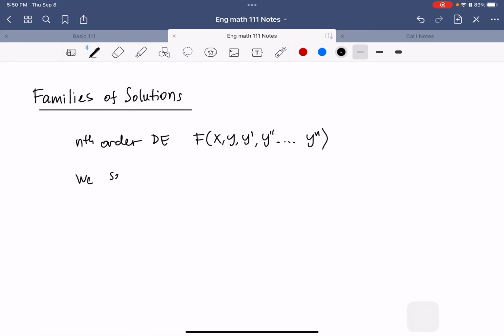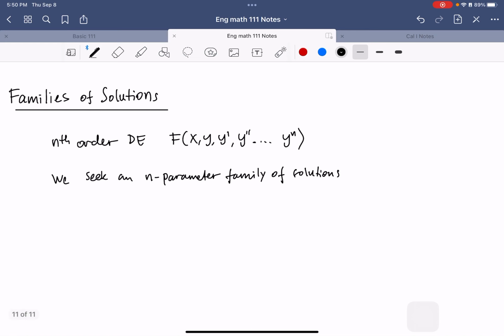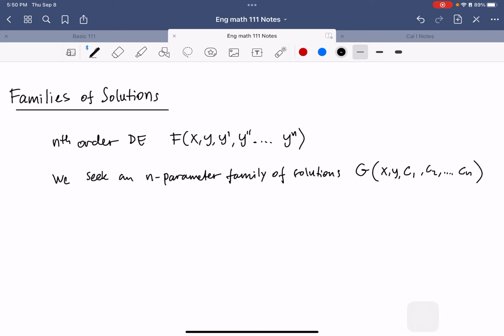We seek the solutions. Because it's order n, we need to seek an n-parameter family of solutions. Let's say the solution is in function g to differentiate from f. So this is g of x, y, and then constant c1, c2, dot dot dot, constant cn equals 0.